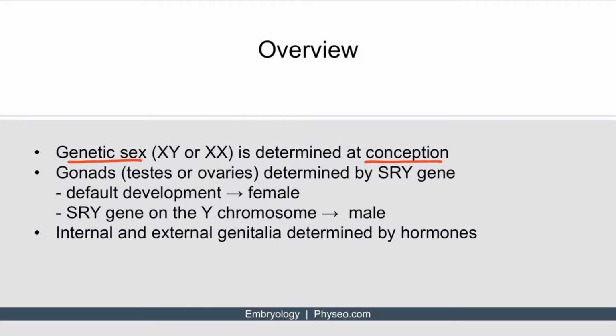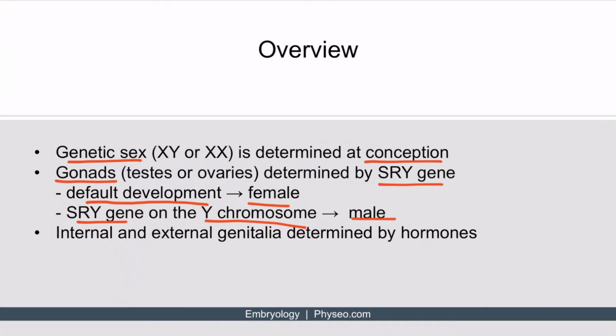So if a person has an X and a Y chromosome, their genetic sex is male. And if they have two X chromosomes, their genetic sex is female. The gonads, on the other hand, are determined by the presence or absence of the SRY gene. SRY just stands for sex determining region Y. The default development is for the embryo to develop female gonads. However, if the SRY gene on the Y chromosome is present, then the embryo will develop male gonads.